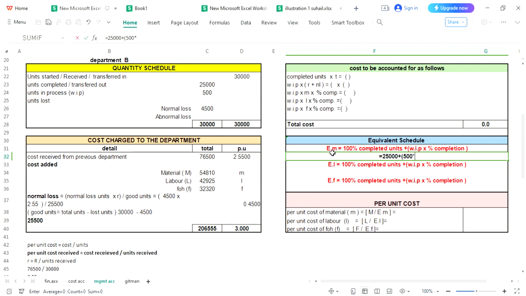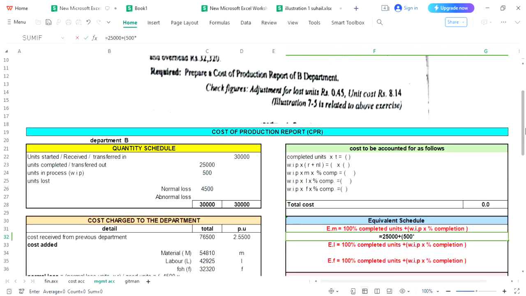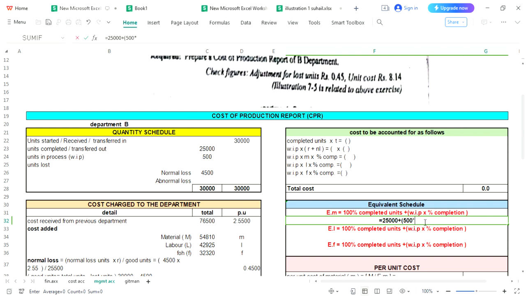We are doing equivalent of material. We need to get percentage completion of material. For that purpose we will go to our question, and here what we were discussing. Remaining units are 75% complete as to material. 75% is percentage completion for the material, and you are going to write this. 75% means 75 divided by 100, which means 0.75. When you write it on calculator, you will come to know how we calculated 75 divided by 100.